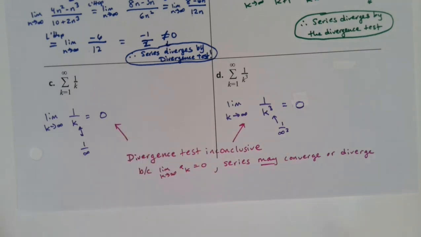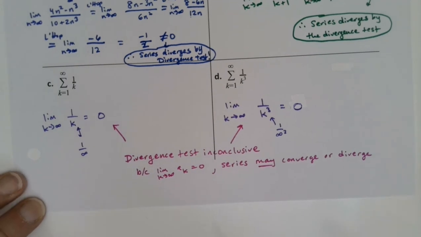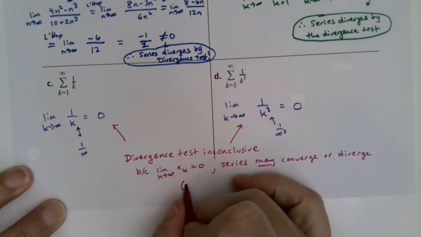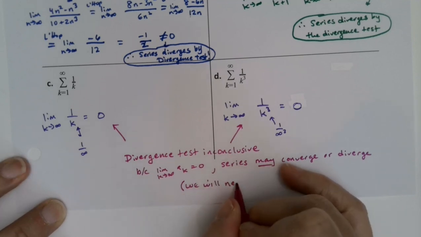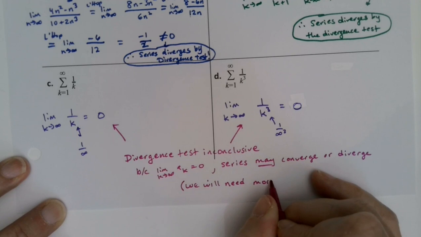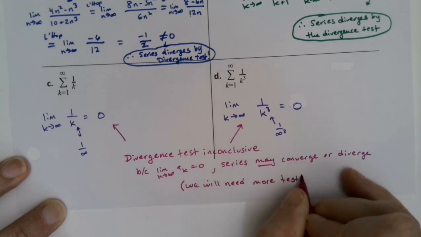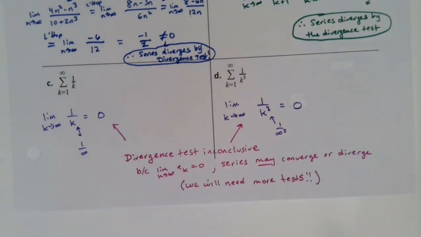So you're going to need another test, right? So we will need more tests, and you'll be getting a whole bunch of them. The ratio test, the comparison test, the root test, you're going to have a whole bunch of tests in this chapter with which to check these series and see whether they converge or diverge.